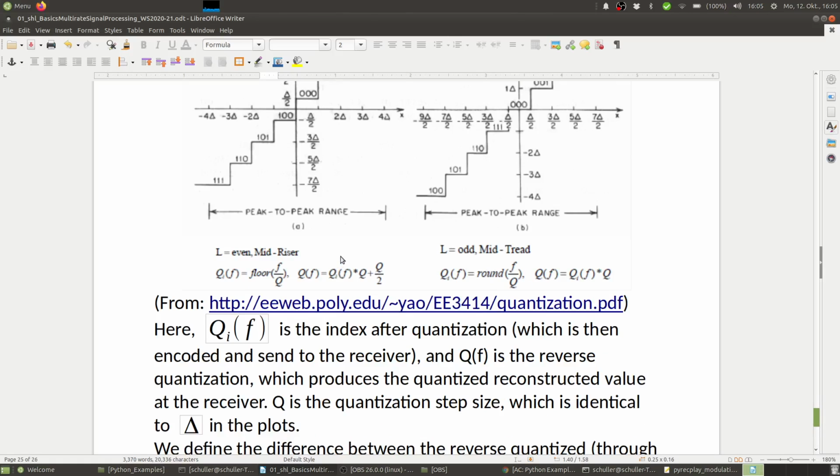Yeah, and here you can see the corresponding equation. So for the mid-rise you have a floor operation for the quantizer, and then adding half the quantization step size for the reconstruction. And for the mid-tread you have a simple rounding operation. You take a function value divided by the step size, the quantization step size q, and then round it, and then you get an index, the quantization index. On the decoder you just multiply this index with a quantization step size to get the quantized value back.